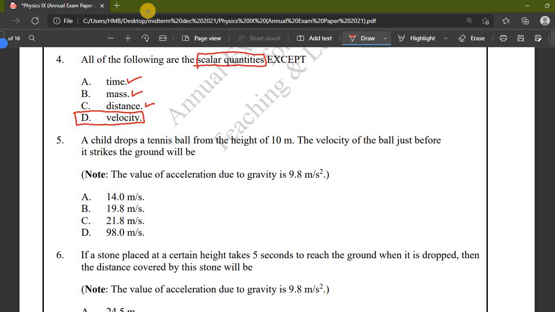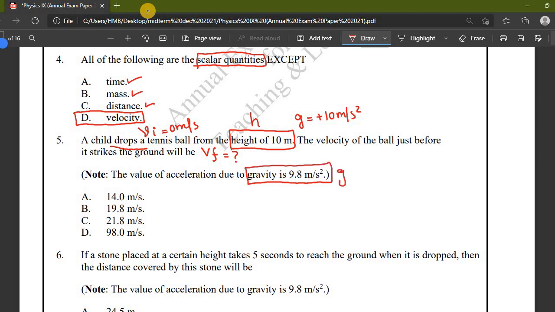Now let's see our next question. A child drops a tennis ball from a height of 10 meters. So we have got the height, that is 10 meters, and a child drops it. This means that the initial velocity of the ball is 0 meters per second, and in this case the gravitational acceleration will be positive. The velocity of the ball just before it strikes the ground will be our Vf, which we have to find out. In this particular case gravity is given, that is 9.8, so let us use this g in our equation rather than the rounded-off value, 10.